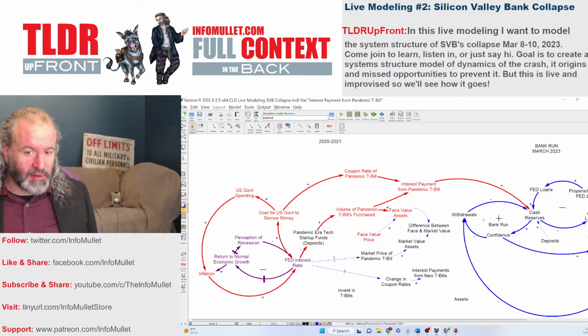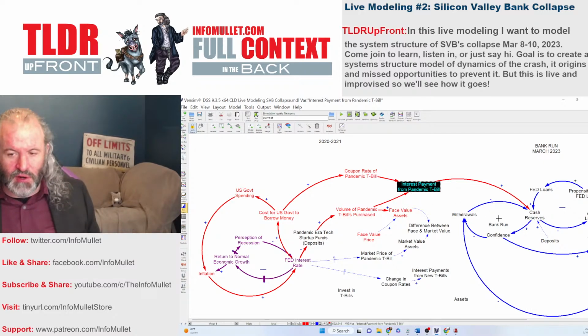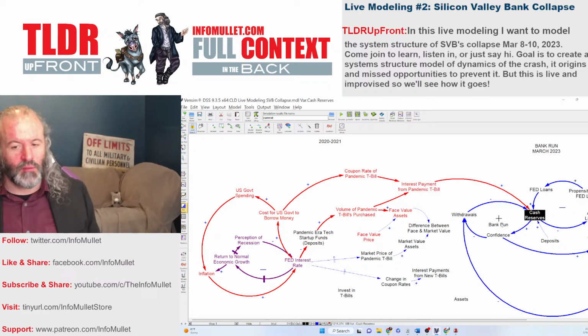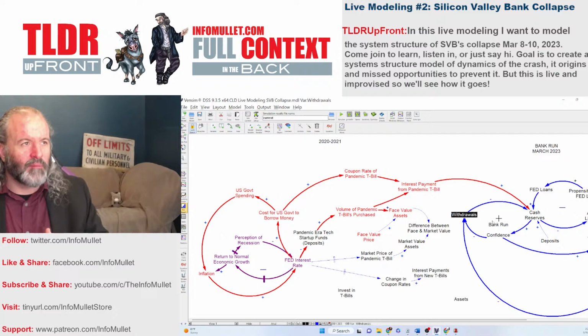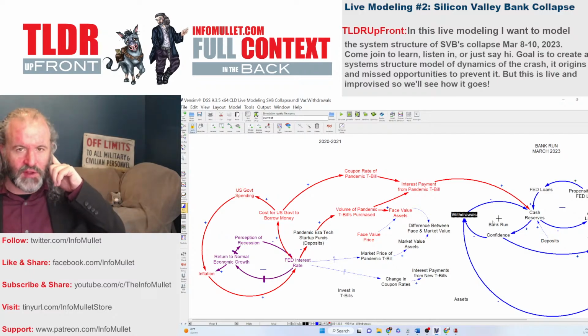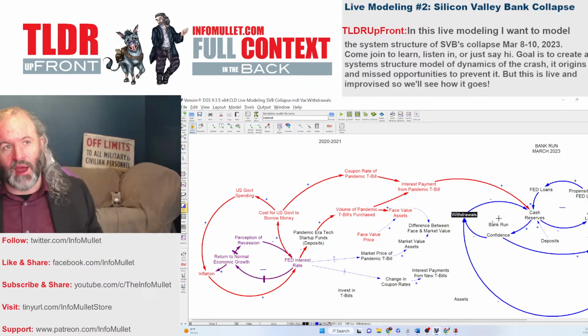Silicon Valley Bank believed that these interest payments were going to give them enough cash reserves such that when withdrawals came, they had enough money to give. But what happened is, first of all, with the recessionary problem and the inflation, the tech companies were going longer, and the new companies weren't coming in as frequently as Silicon Valley Bank anticipated.